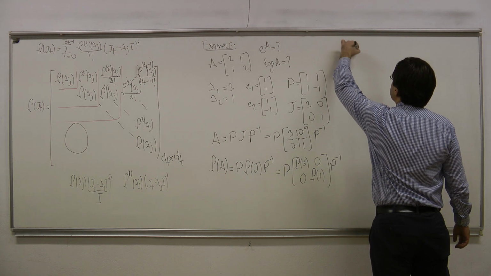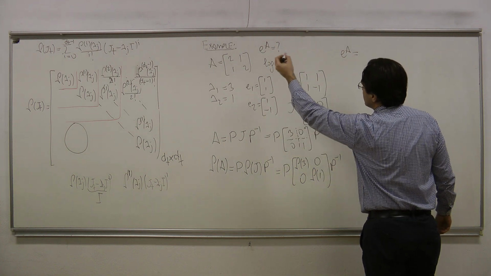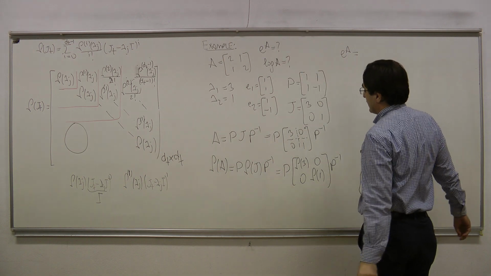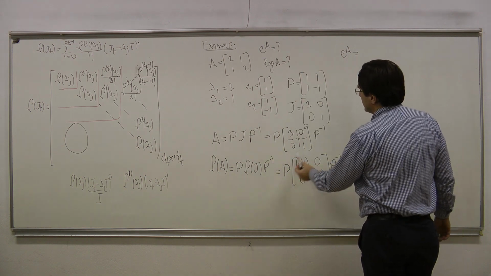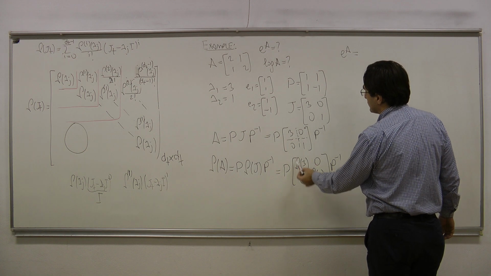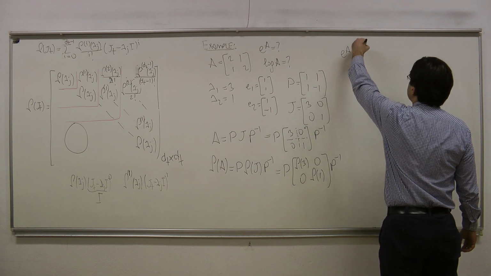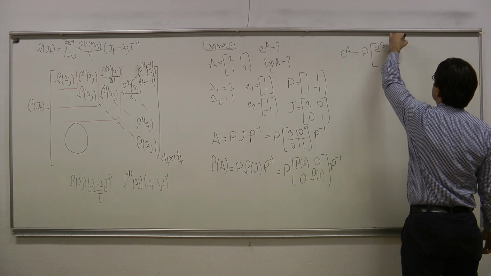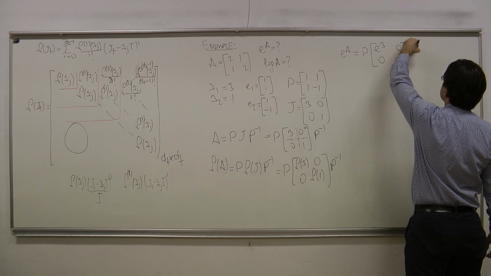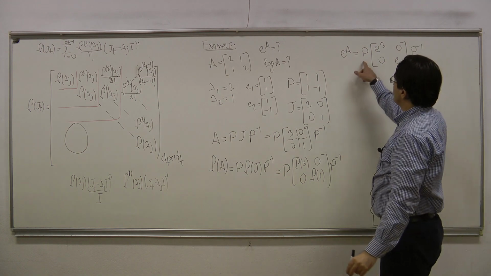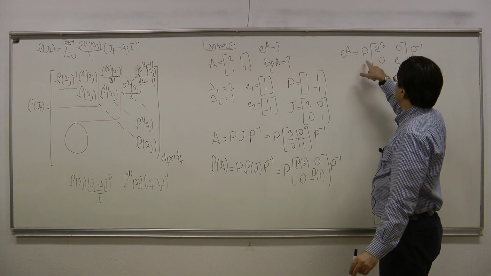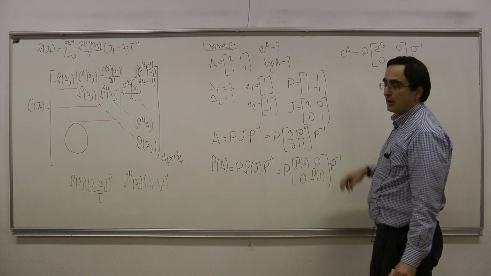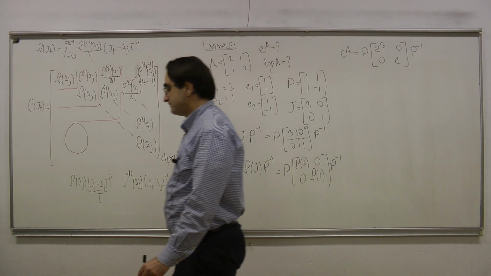So e to the A is going to be, what is f in that case? In that case, f of s is e to the s. That means that here I need to substitute s equals 3 and s equals 1. So this is P times e to the 3, and e to the 1, which is e, and then P inverse. If you write this matrix P here, take the inverse and put it here, and do the multiplication, you're going to calculate e to the A.